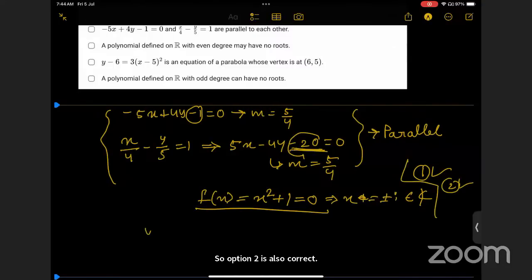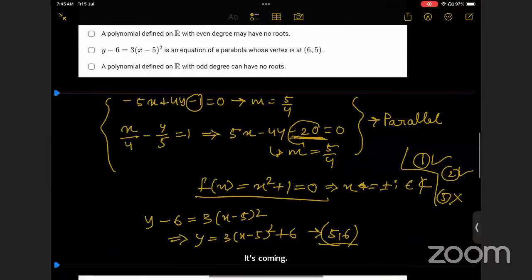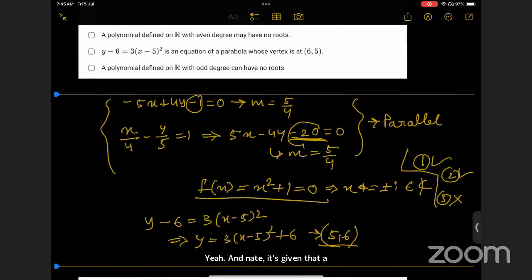Now option 3, we have y minus 6 equals 3 times x minus 5 squared. We can simplify it and write it as 3 times x minus 5 squared plus 6. So the vertex will be 5, 6, right? Please check the graph. So option 3 is wrong, right? Yes, ma'am. It's 5, 6.